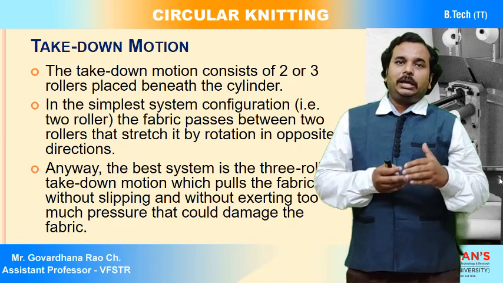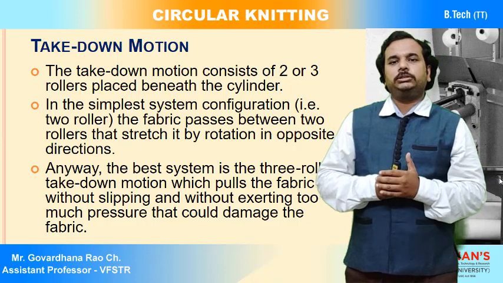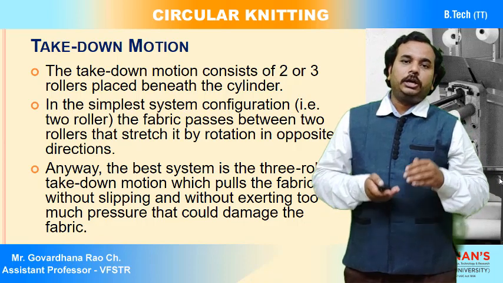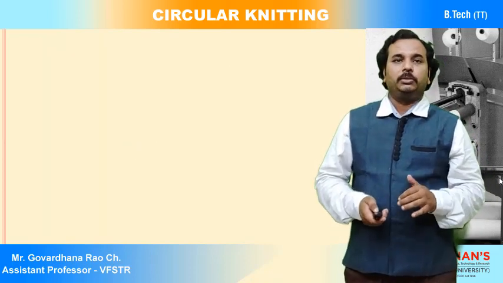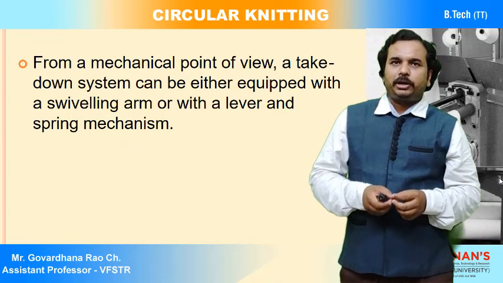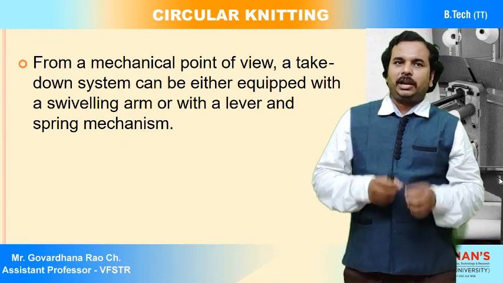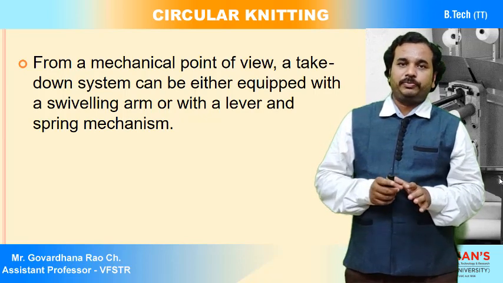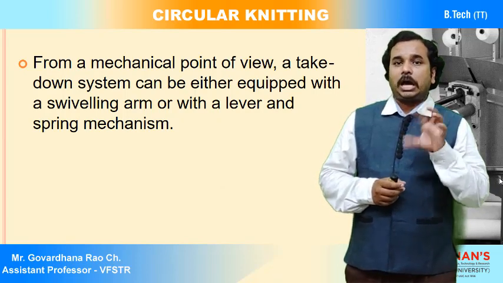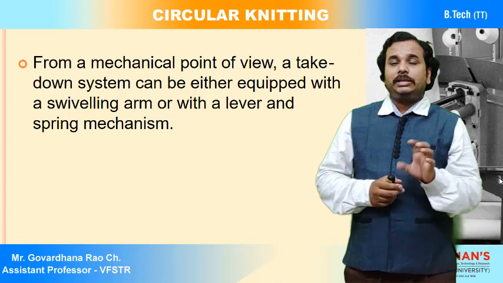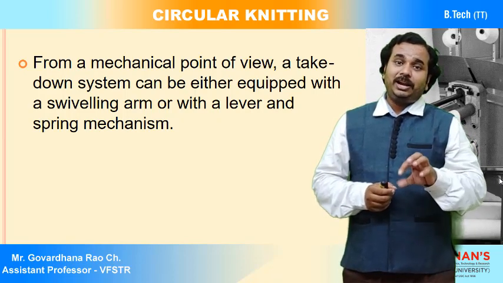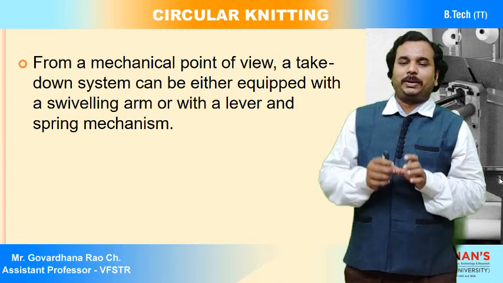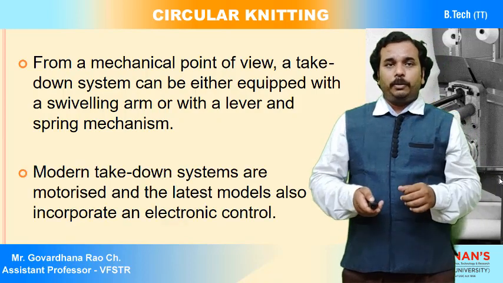That is why the three roller takedown motion is the best method to pull the fabric from the knitting zone and forward it to the wind up mechanism. From a mechanical point of view, a takedown system can be equipped either with a swiveling arm or with a lever and spring mechanism, where we can adjust the pressure between the two rollers.